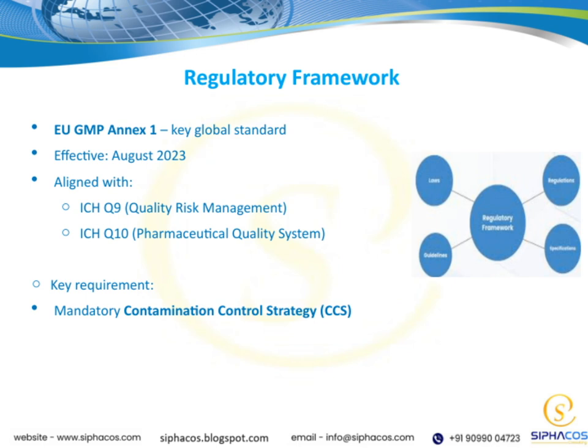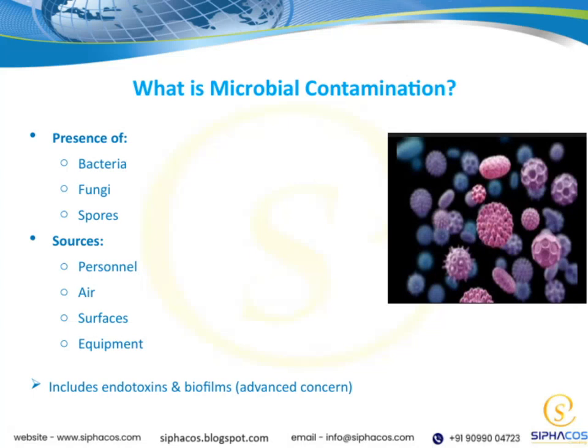This isn't just a suggestion, it's a core part of compliance. The CCS involves a comprehensive approach to identifying, assessing, and controlling sources of contamination throughout the manufacturing process. It's about proactively managing risks to ensure that contamination is minimized, which is essential in sterile environments. Connecting this to our overall theme, understanding and implementing these regulatory standards and the CCS is fundamental. They guide us in building a culture of quality and safety, which ultimately protects patients and enhances our reputation in the industry.